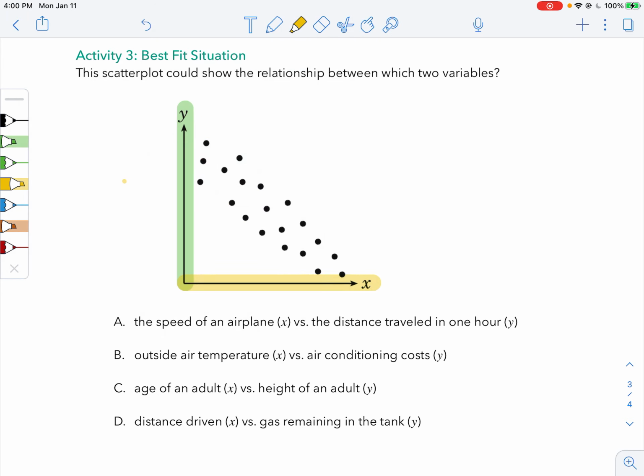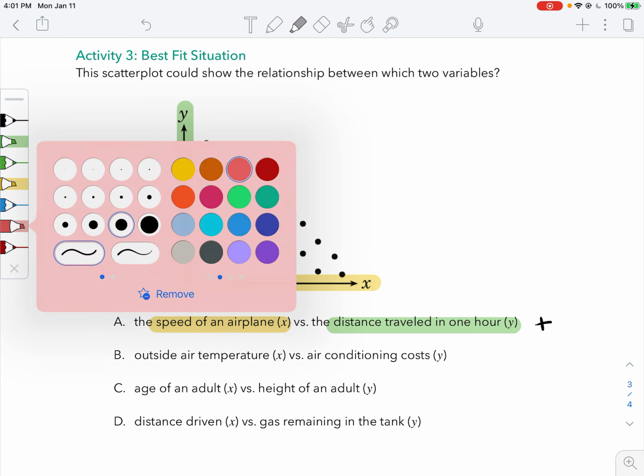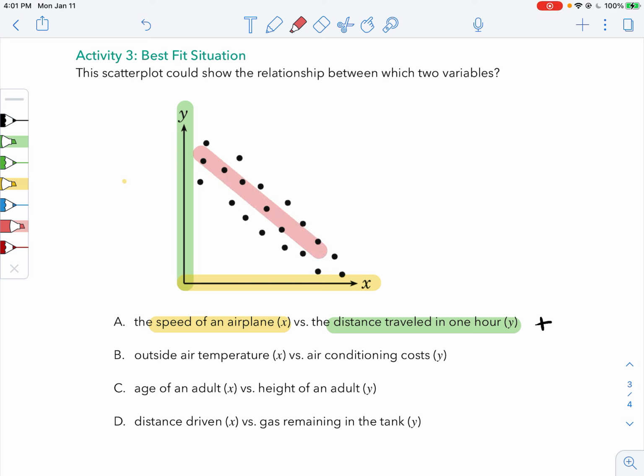Okay, so if we have the speed of an airplane versus the distance traveled in an hour, well, I look at that and I think that has a positive correlation, right? The faster you're going, the more distance you'll travel. So that's a positive correlation. And this guy shows a negative correlation. Look, he's going down. We don't want that. Okay.